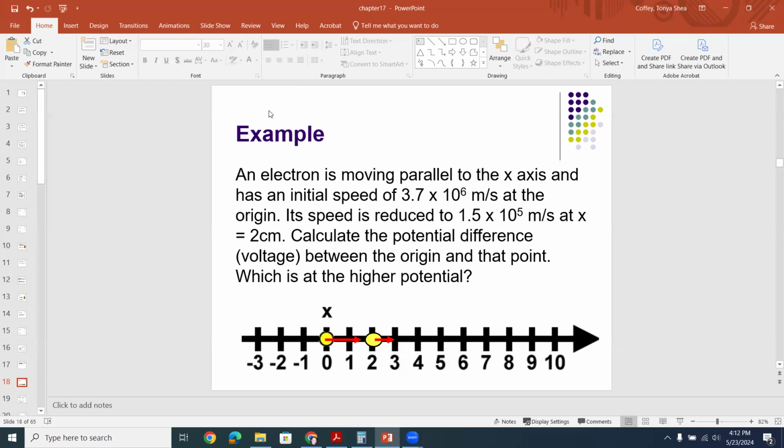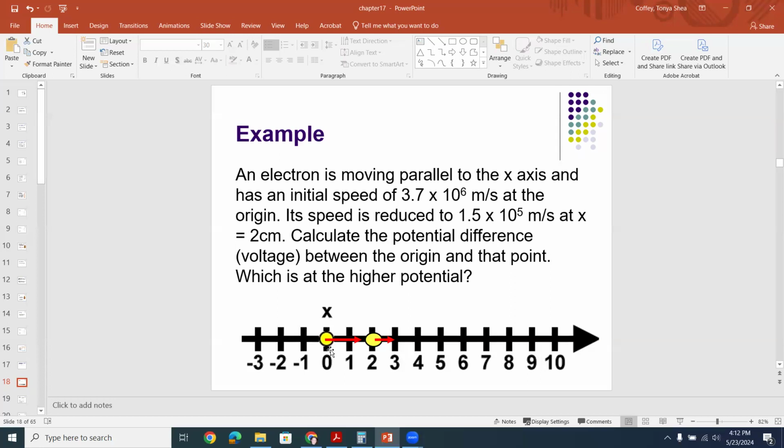Okay, so I have drawn here a little x-axis for us. You can assume that the tick marks here are in units of centimeters, and I've shown the position of the electron at time t equals 0, right here at the origin. It's an initial position. And then I've also shown that same electron, represented by that yellow circle, at x equals 2 centimeters.